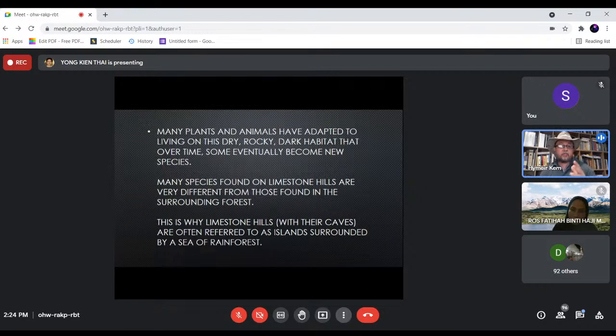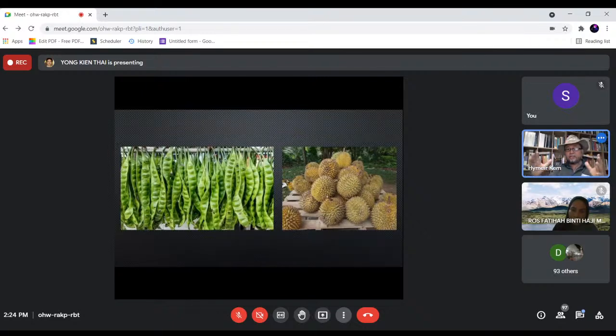So, just to repeat again, many plants and animals have adapted to living on this dry, rocky, dark habitat that over time some eventually become new species. Many species found on limestone hills are very different from those found in the surrounding areas. And this is why limestone, together with their caves, are often referred to as an island surrounded by a sea of rainforest. Okay, I tried to find a photo with a limestone hill surrounded by a sea of rainforest, but nearly impossible because it's all development or plantations or something like that. So very difficult to find. And even if they are, I think nobody took pictures of them anyway.